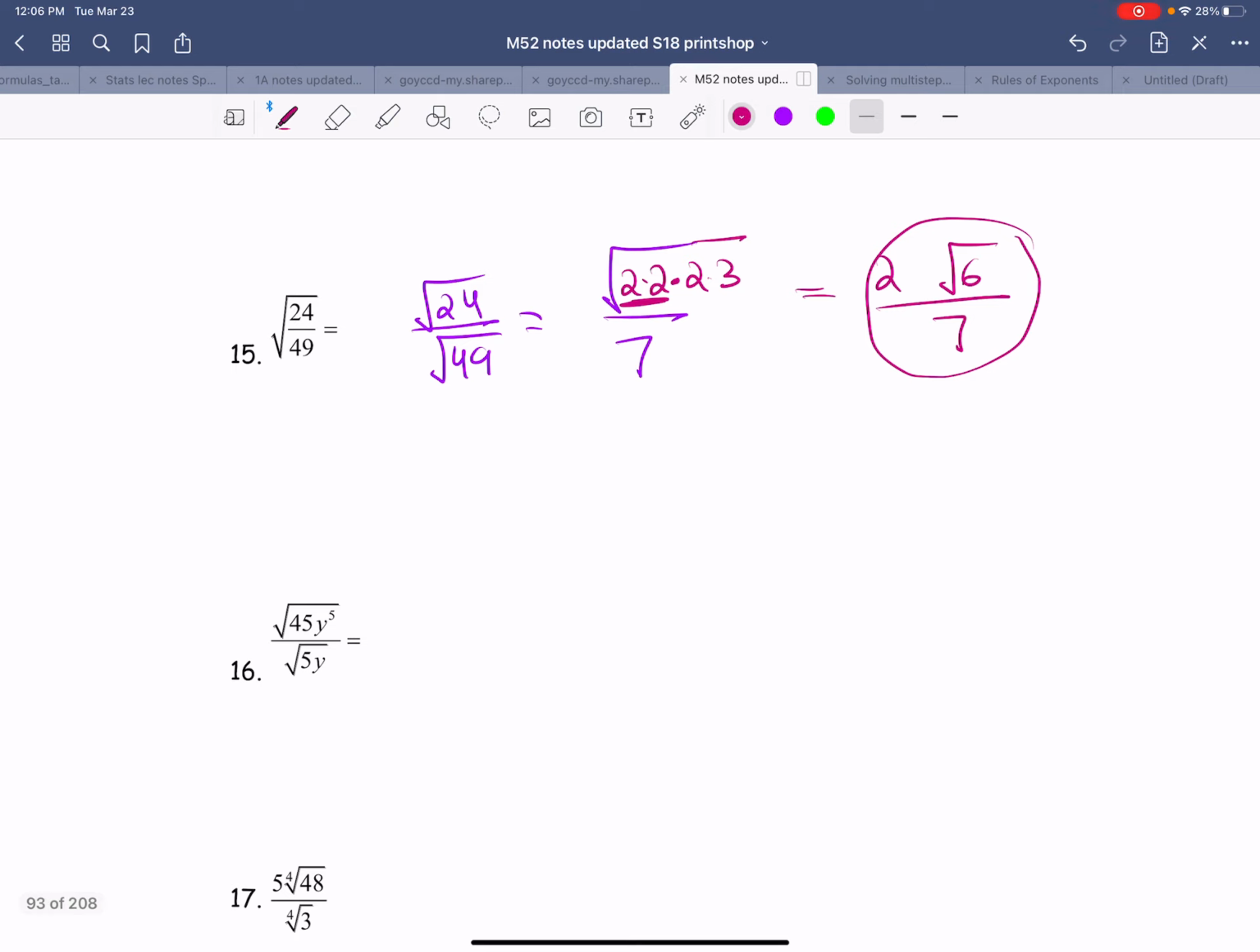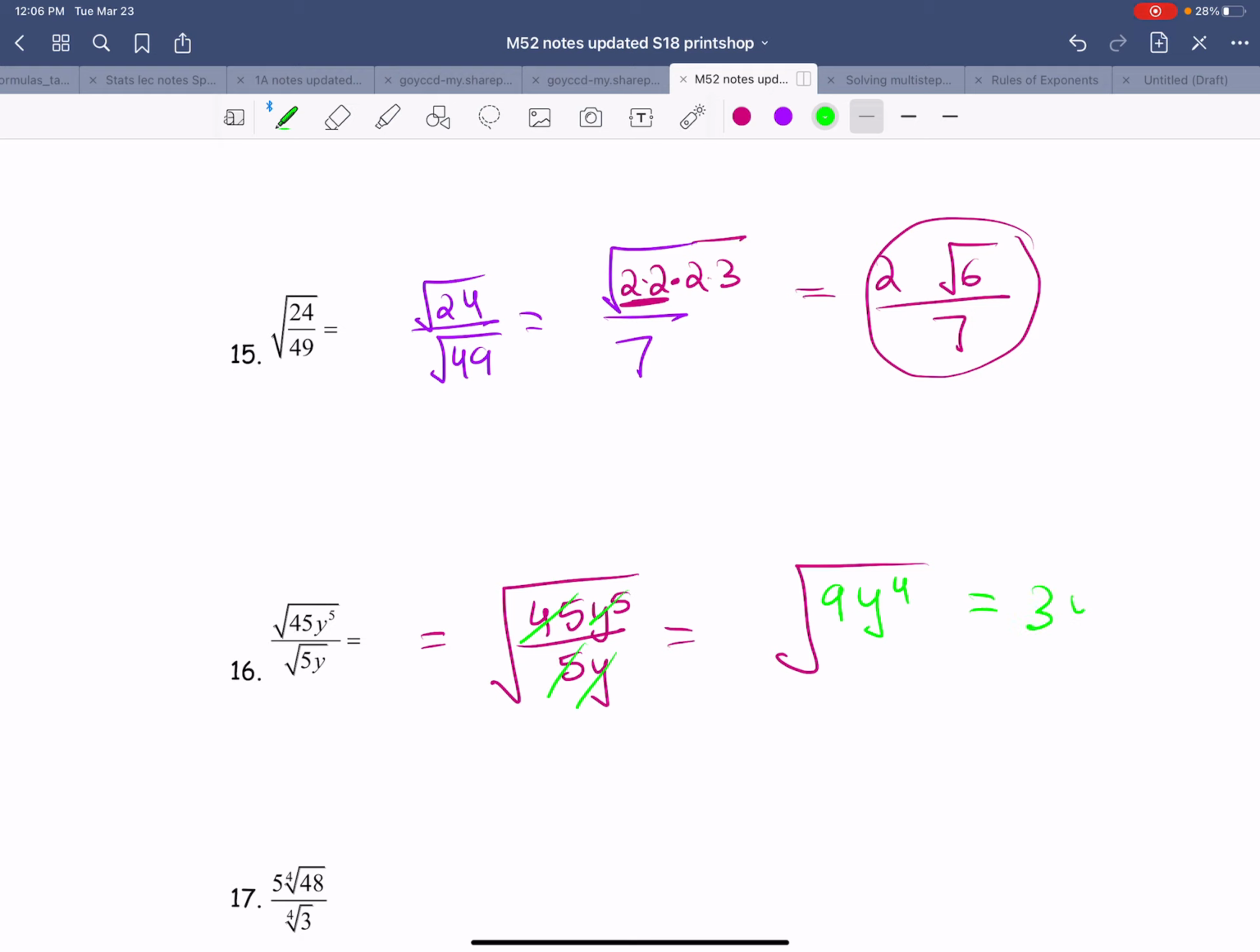Let's look at number 16. I have 2 separate square roots. I'm going to write it as a single square root. 45y to the 5th over 5y. Let's go ahead and simplify. 5 and 45 divide, and I would have 9y to the 4th. Now, square root of 9y to the 4th will be 3y squared.